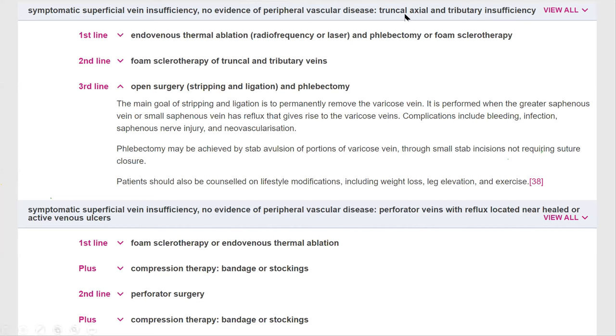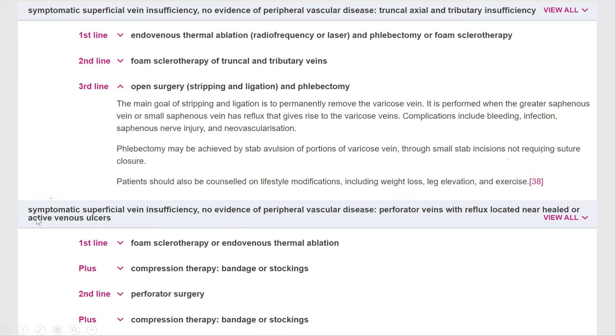If we have both truncal and tributary insufficiency, then as the Q-bank also addressed: ablation first, foam sclerotherapy second, and then open surgery. Now it's clear, because you will find that some questions are answered like this, and then some questions answered like ablation. So now it is clear for you.